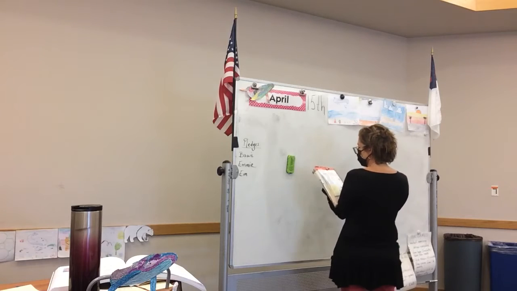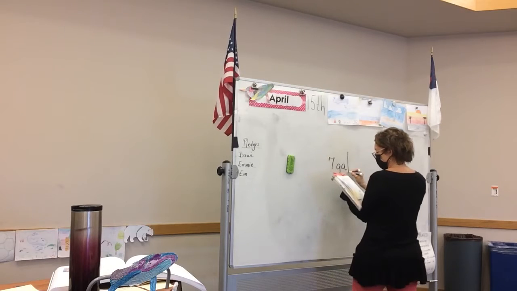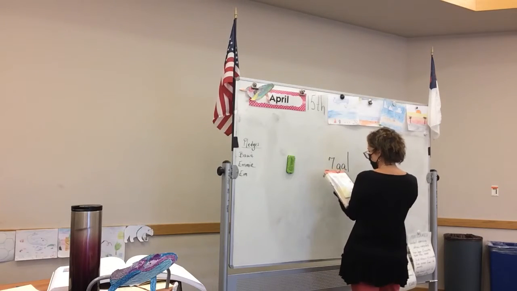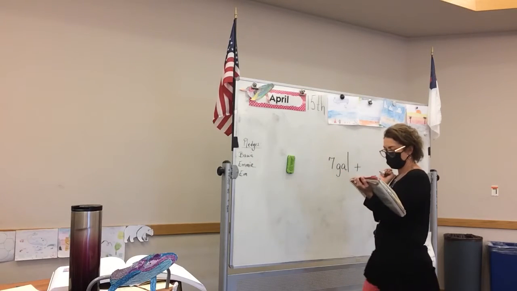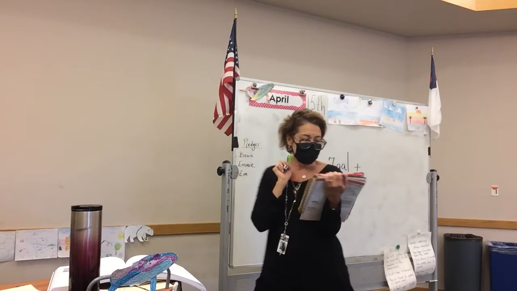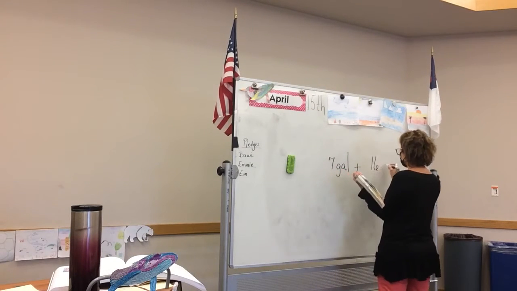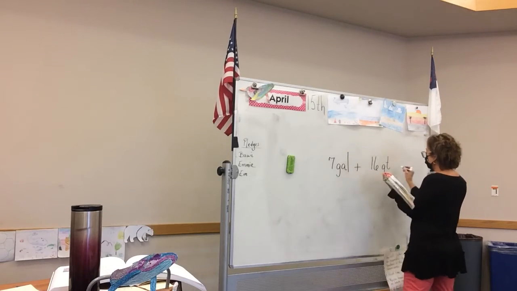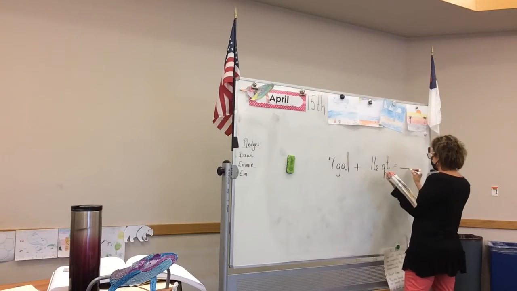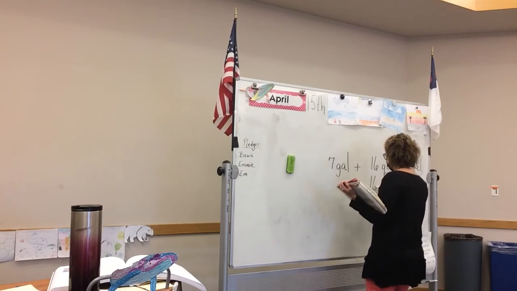So Emma made 7 gallons. We know 7 gallons of lemonade. How many quarts do we know? 16 quarts. But what are we looking for? What is the final answer going to be? The gallons or the quarts? Gallons. All right, so this is what we're looking for. If we know that, this can go down, correct?